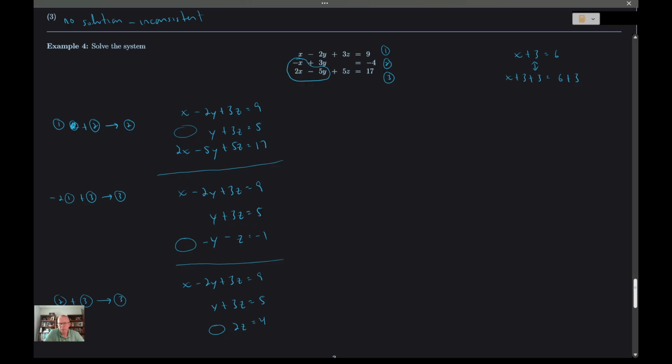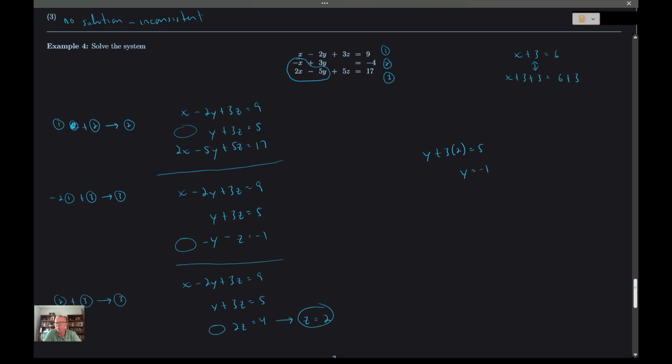And where do we need to be? Why do we get to this spot? Well, we have this equation with one variable, this equation with two variables, and this equation with three variables. So now we can just back substitute. This one clearly tells us that z equals 2. Then let's substitute 2 in here. So y plus 3 times 2 equals 5, and that tells us that y equals -1.